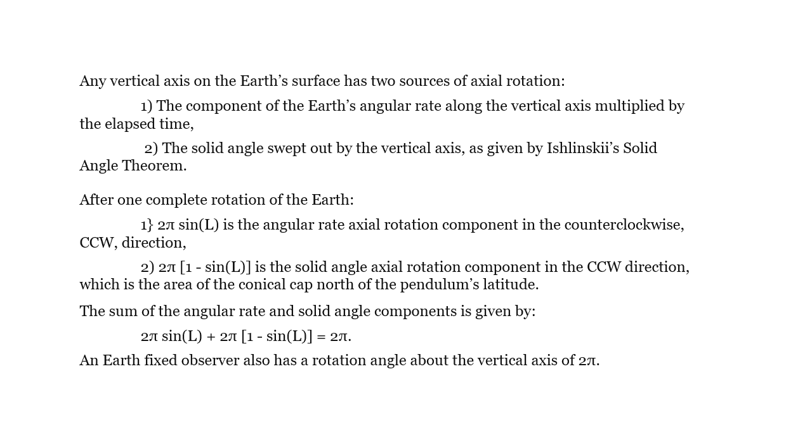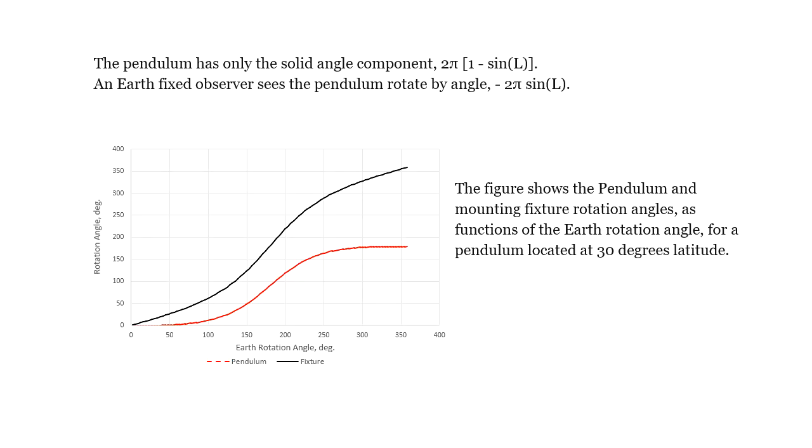So every vertical axis in the northern hemisphere rotates by 2 pi in the counterclockwise direction. An Earth-fixed observer standing on the Earth, standing on the vertical axis, also rotates by 2 pi along the vertical axis. Now the pendulum has only the solid angle component, which is 2 pi times 1 minus sine of the latitude. An Earth-fixed observer sees the pendulum rotate by minus 2 pi sine of latitude. So he's seeing it rotate in a different direction.